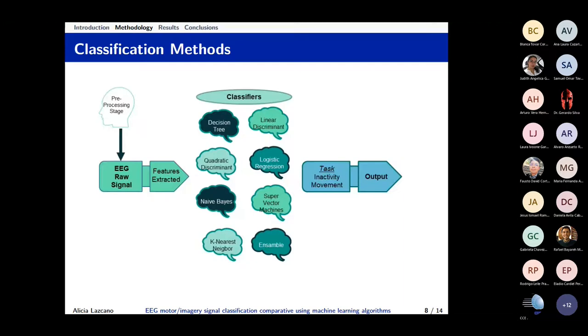For example, the support vector machine is an algorithm with a kernel approach. A kernel approach uses support vectors that help to separate classes in a hyperplane. KNN classifies new values based on similarity. These classifiers allow us to classify between inactivity and movement as an output.